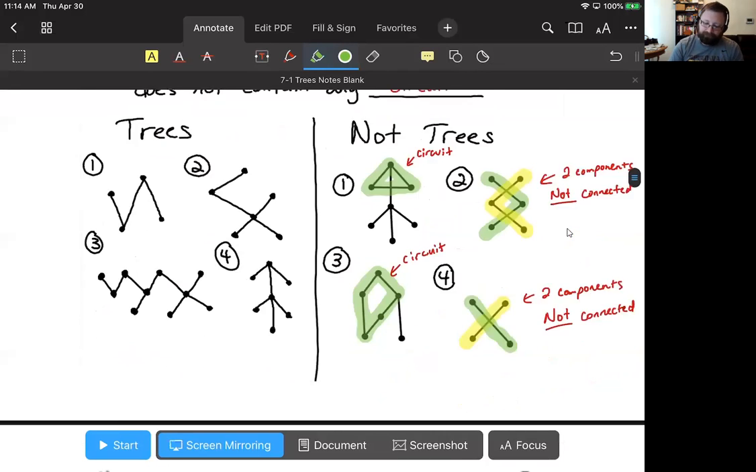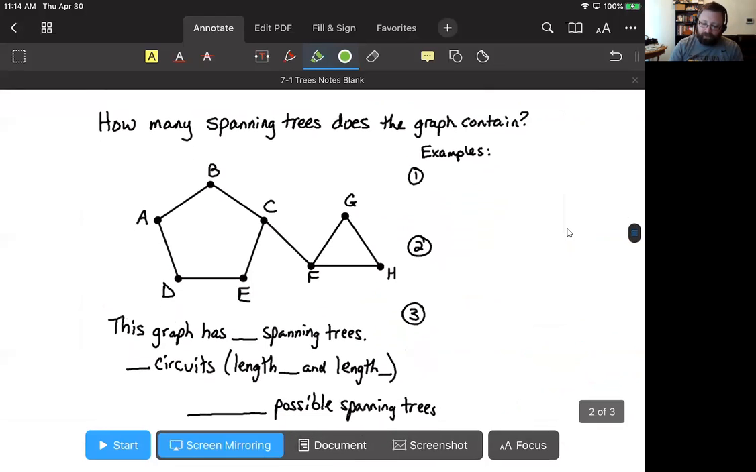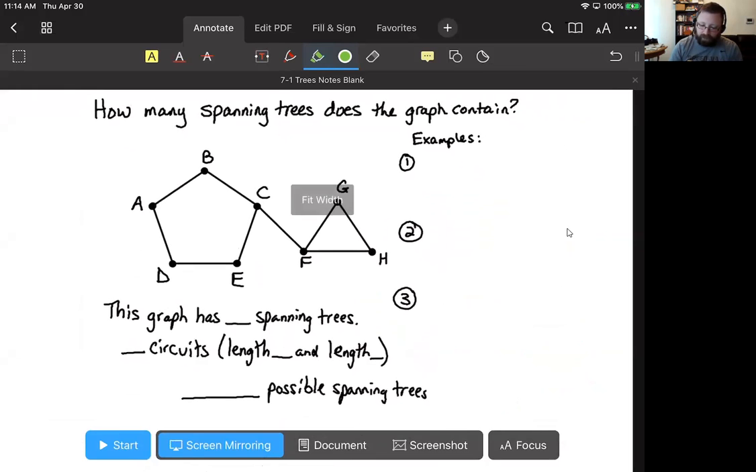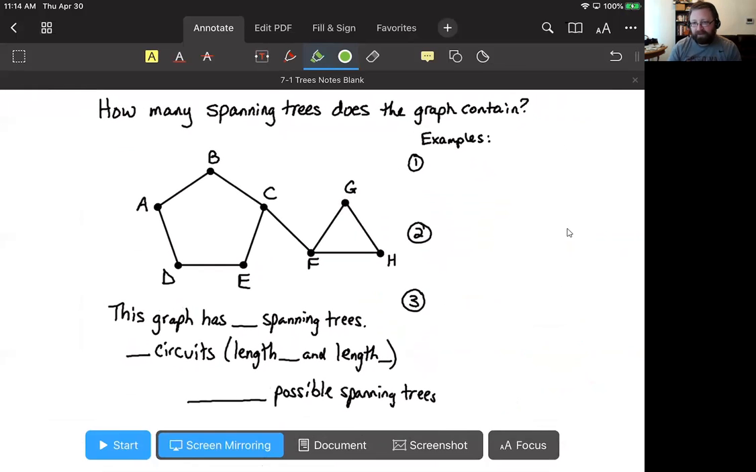All right. So the next thing I want to talk about is spanning trees. Okay. Every connected graph contains trees. Okay, they are subgraphs of the graph. So this graph that's shown on the screen here, it is not a tree. It has two different circuits in it. However, there are trees that exist inside of this graph that are subgraphs of this graph, like subsets.